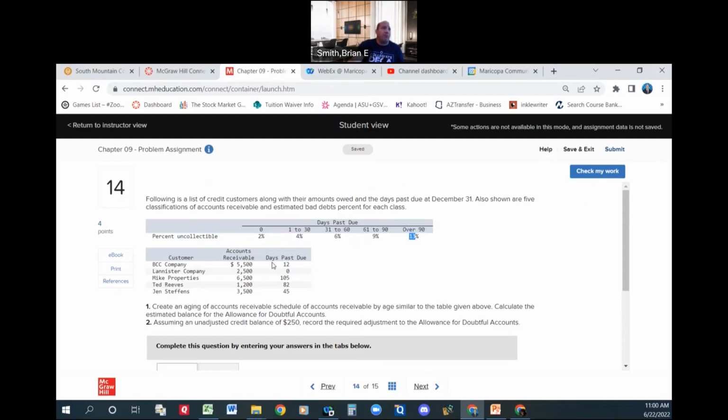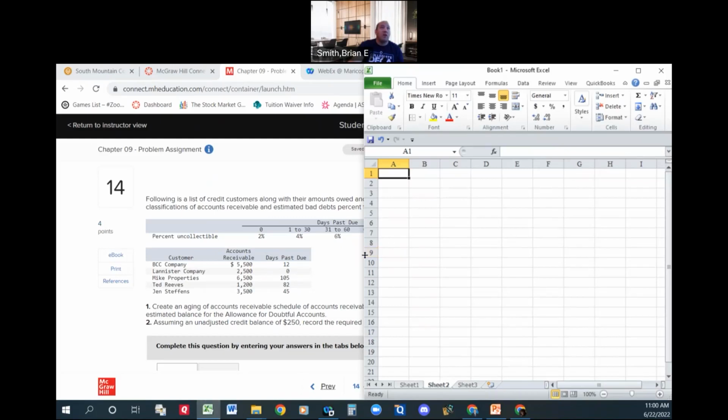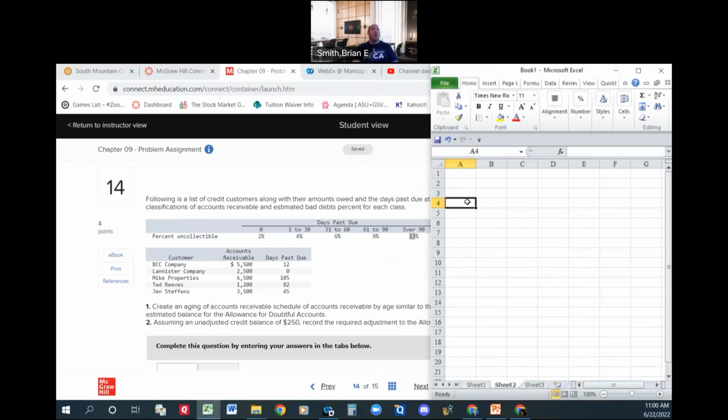So I could create a really cool model with this. I honestly would have fun doing it, but it's going to be complicated, so I'm not going to do it. All I'm going to do with this one is tally our amounts here and do the calculations. So we have BCC Company, Lannister, Mike, Ted, and Jen. I don't need to care about those. We have 5500, 2500, 6500, 1200, 3500. All right, so let's look at BCC Company.